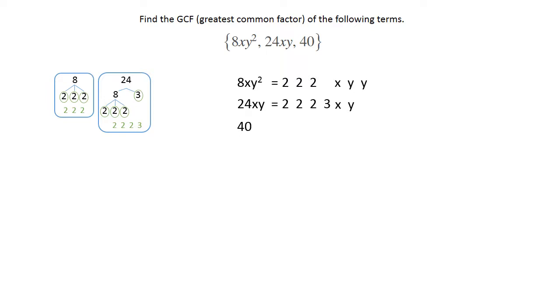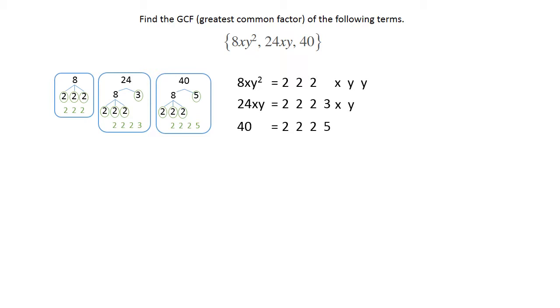Then we have 40. Break that down. That also has an 8 in it, which is 3 2's, and then multiply the 8 times 5 to get 40. So we're going to list those factors out, and there are no x and y in this, so we'll just leave that blank.